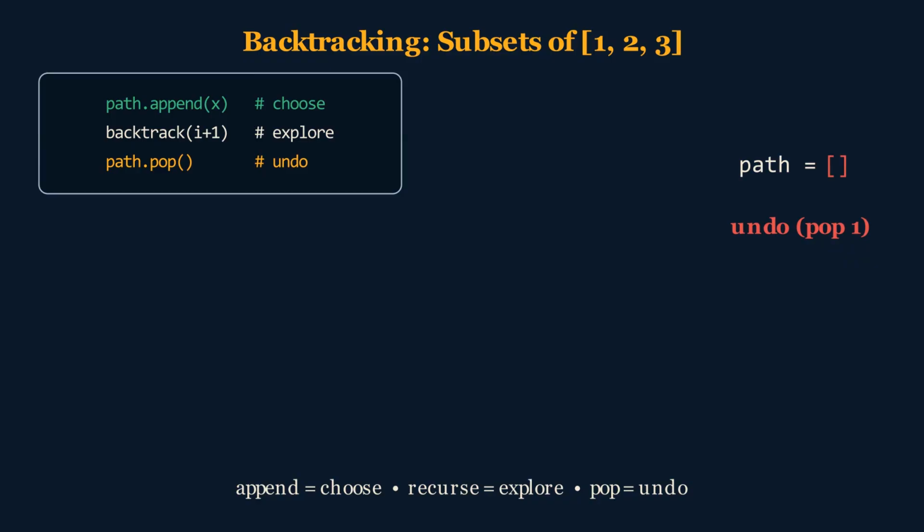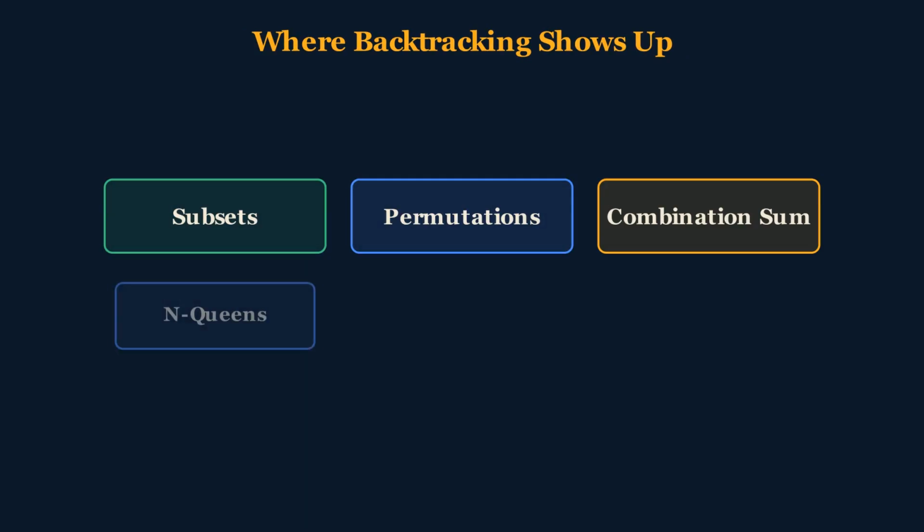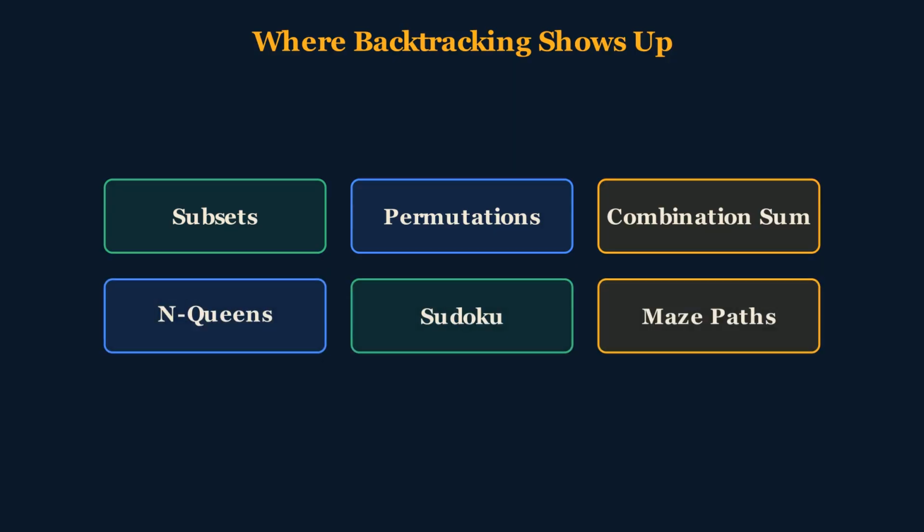Pop again. Watch the pattern. Every append is a choice. Every pop undoes it. And each time we reach the end, we record a subset. Append is choose. Pop is undo. Recurse is explore. You'll see this exact pattern everywhere. Subsets, permutations, combination sum, n-queens, Sudoku, maze solving. Whenever a problem says, try all the choices, recursion and backtracking are usually the cleanest tool.